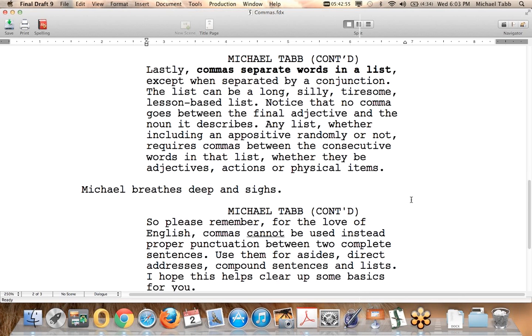separate words on a list, except when separated by a conjunction. The list can be a long, silly, tiresome, lesson-based list. Notice that the comma goes between, no comma goes between the final adjective and the noun it describes. Above, that would be lesson-based and list. Any list, whether including an appositive or aside randomly or not, requires commas between the consecutive words in that list, whether they be adjectives, actions, or physical items.